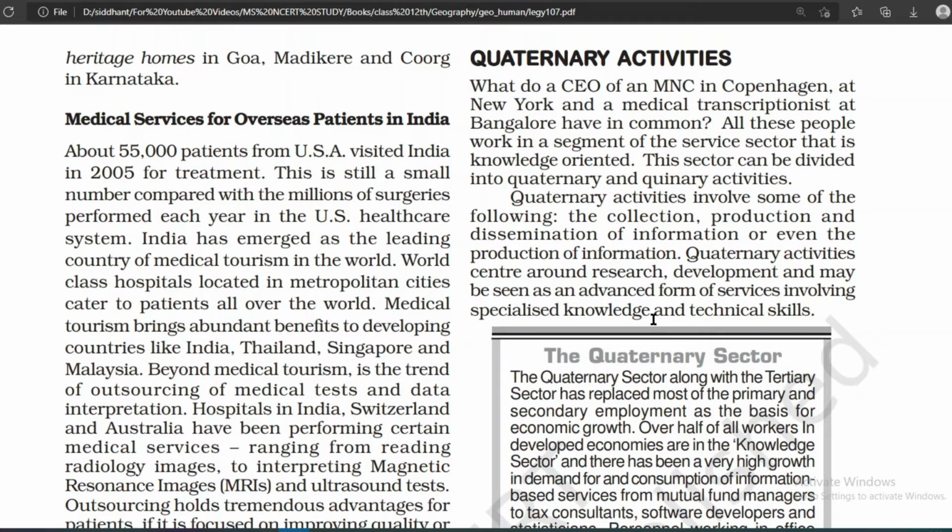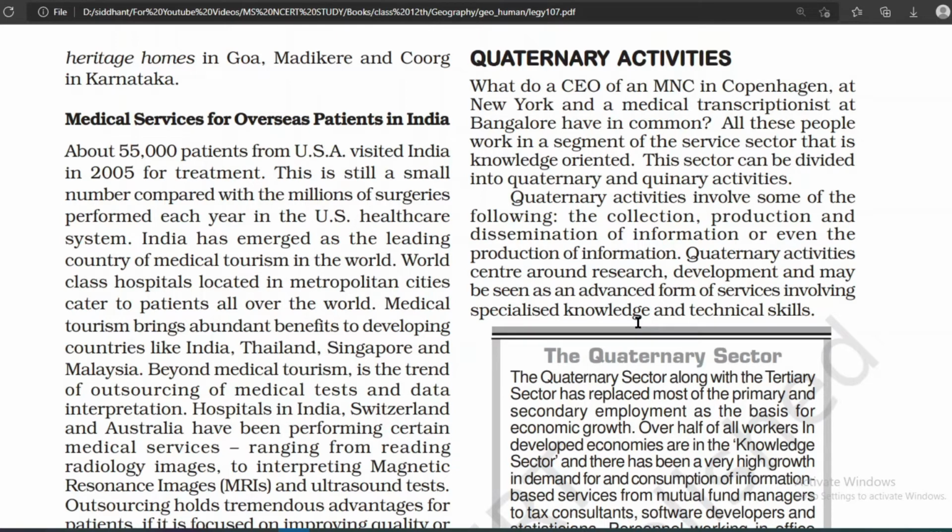World-class hospitals located in metropolitan cities cater to patients from all over the world. Medical tourism brings abundant benefits to developing countries like India, Thailand, Singapore, and Malaysia.